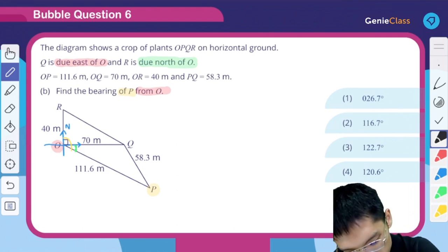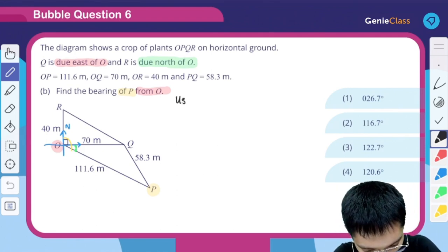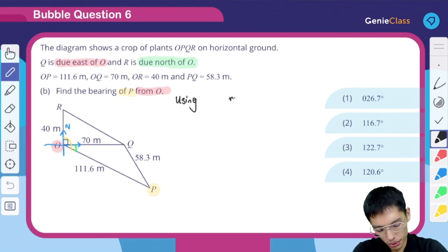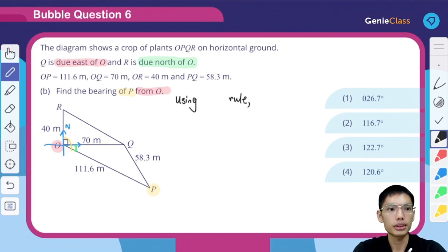Okay, again, let me write down my first word. Using which rule do I use? Which rule do I use? Very good, Denise. Anybody else wants to try? Okay, using what rule? I'm seeing certain responses.